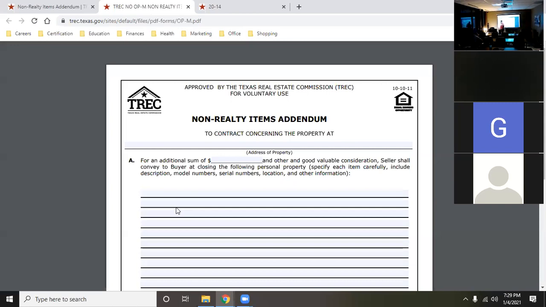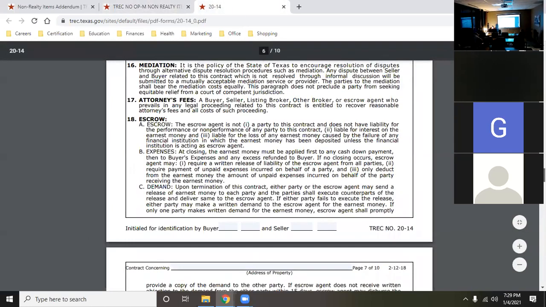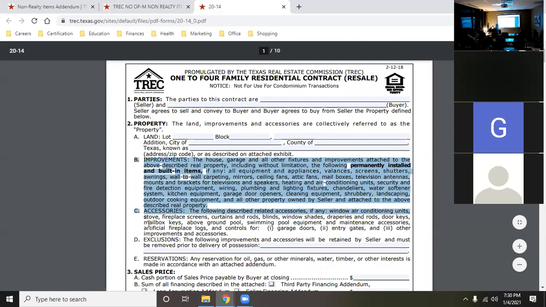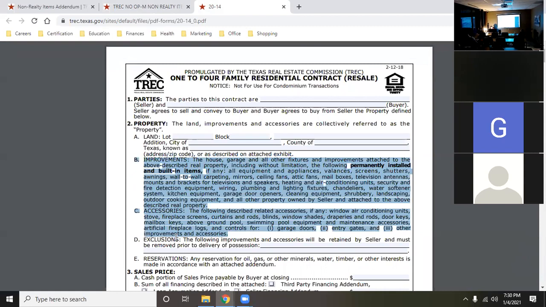The only things that must stay with the house are these items up here, guys and gals. These items listed right here. Everything that's in B and C must stay with the house. If your client at any time wants to take, for example, the curtains and rods, then they have to put it in D. If they want to take the garage door openers, say they're universal garage door openers, they have to put it in D. Otherwise, if it's not in D, everything that's in B and C must convey.